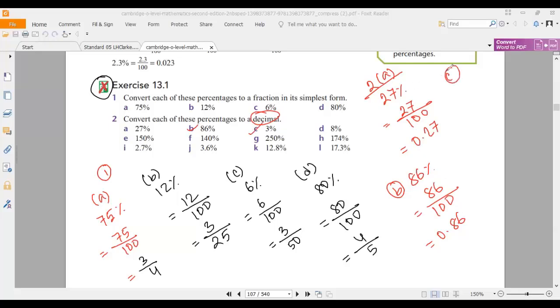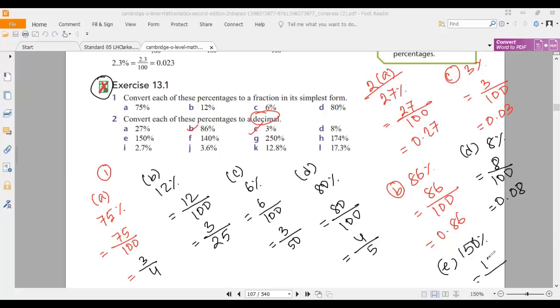Question number C says 3%. 3% means actually 3 by 100 or 0.03. Very simple one. Now, question number D. D says 8%. 8% actually means 8 by 100 or we can write 0.08. Number E, 150%. So it can be written as 150 by 100 or 1.50.